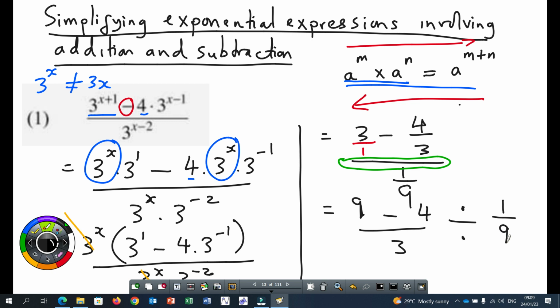Just to remind you, when you are doing a question like this, no calculator is allowed. So you have to show all your working out. If you use the calculator, you can be penalized. So 9 minus 4 will give me what? 5. So I'll end up having 5 over 3. Then I'll convert this division sign to what? Multiplication. Once I do that, I'll end up having times 9 over 1. So my final answer is going to be 15.